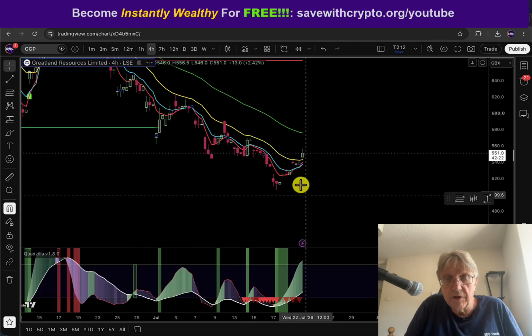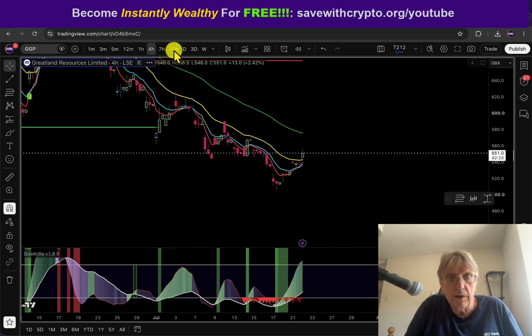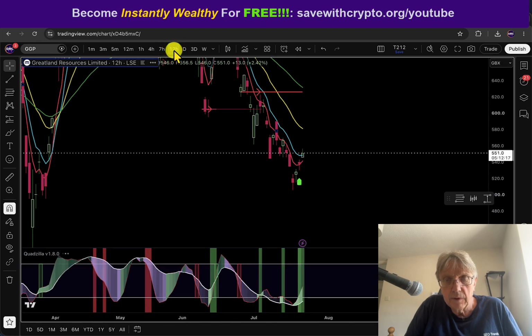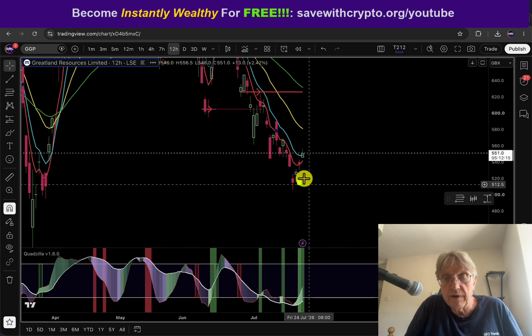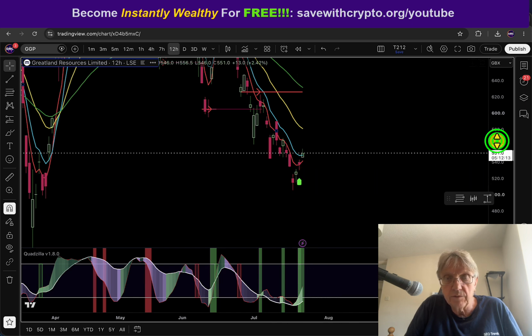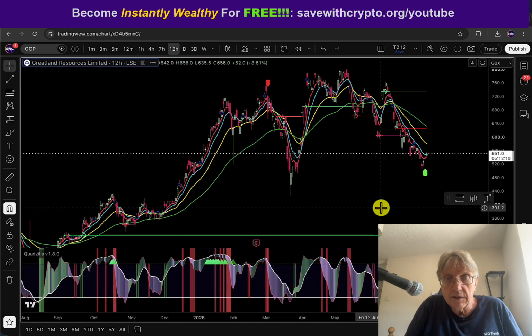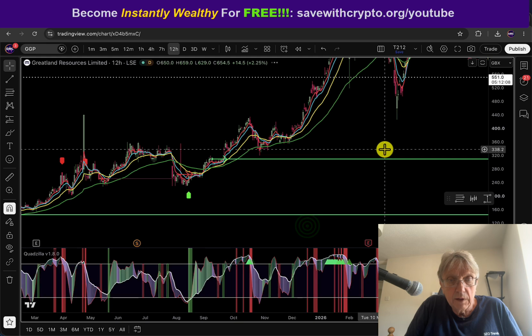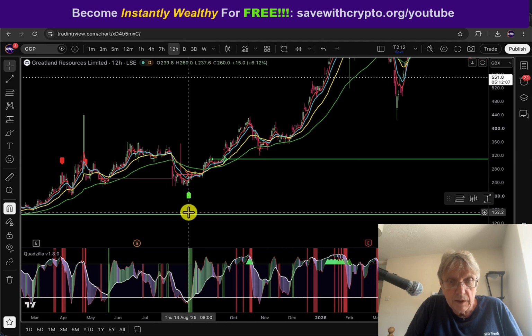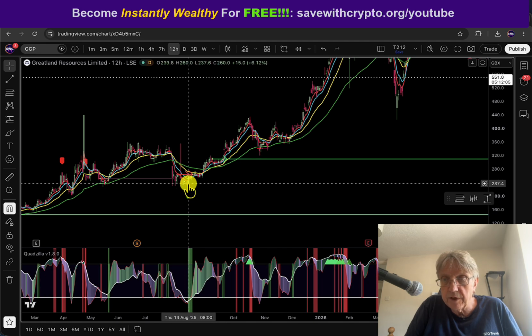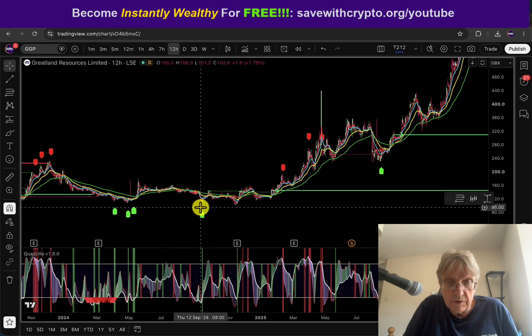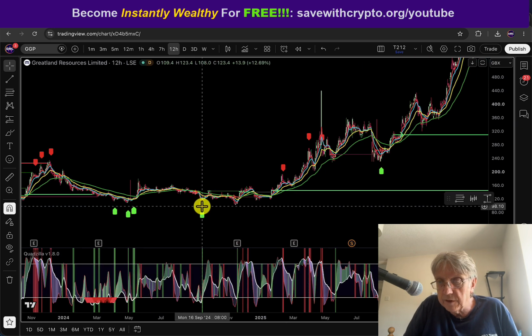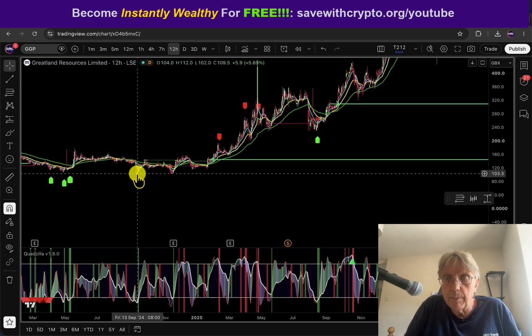And it's probably worth looking at this on other time frames as well. Let's look at the 12-hour. So the 12-hour's actually got one of our super up signals there. I bet they don't happen often. No, the last one was here in August 2025 when the price was down at about £2.40, and before that September 2024 when the price was around about £1.